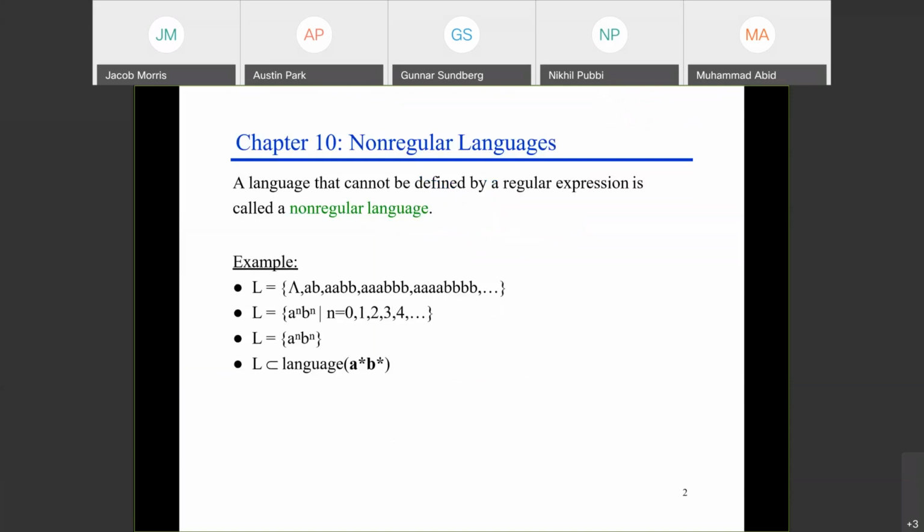A language that, what is the definition of regular language? We are now expert of that. We know that any language that can be defined by regular expression, or it can be defined by FA, or it can be defined by NFA, or it can be defined by TG, or it can be defined by GTG. So all these are regular languages.